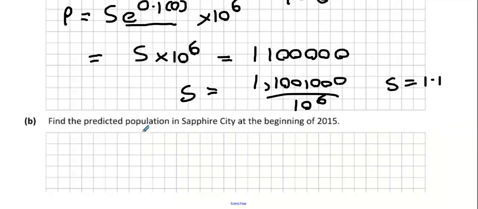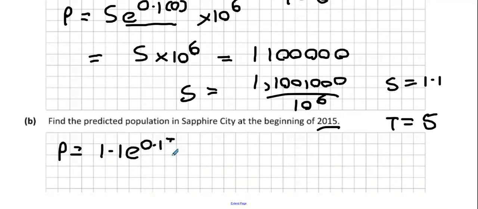Now, going to part B. Find the predicted population in Sapphire City at the beginning of 2025. At the beginning of 2025, how many years is that? 15 years, yeah? 15 years from the beginning. We know the formula for Sapphire City now. It's 1.1 e to the 0.1t multiplied by 10 to the power 6. Now, what am I going to change that t with? 15. It means multiply by 15. Everybody instant calculator with that.